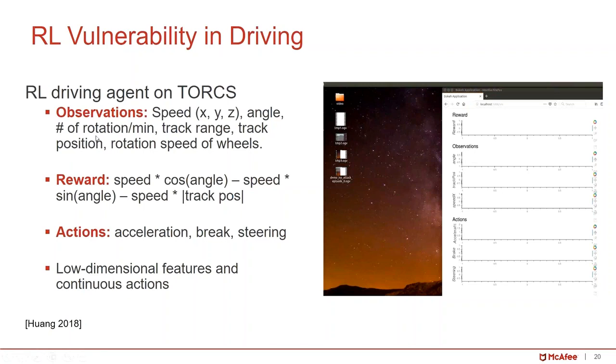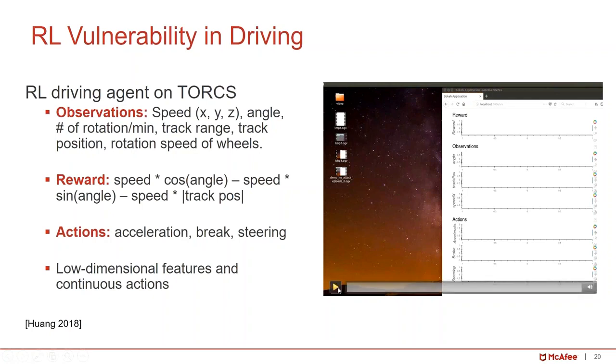To explain the concept of reinforcement learning, we have the observation in driving: the speed x, y, z, the angle, the number of rotations per minute, track range and track position, and rotation speed of the wheel. And then we have the reward function. Basically, we want to maximize the speed in the right direction and penalize any off-track movement or angles. The action includes continuous actions of acceleration, brake, and steering. Think about driving by yourself, right?